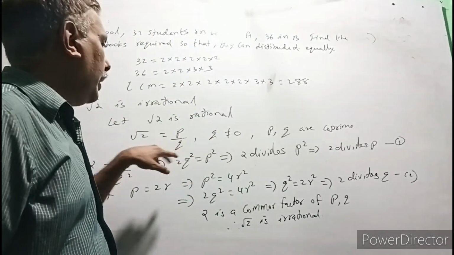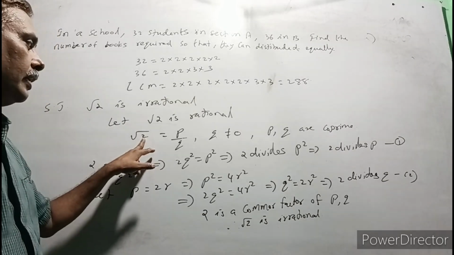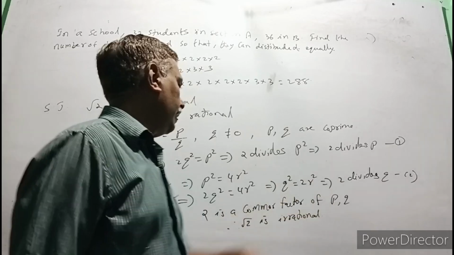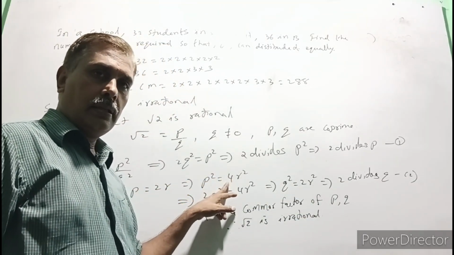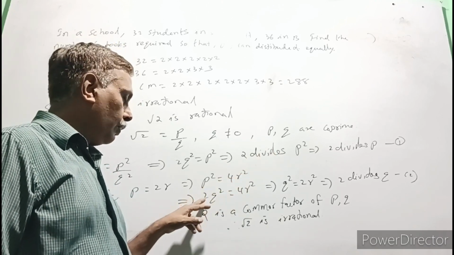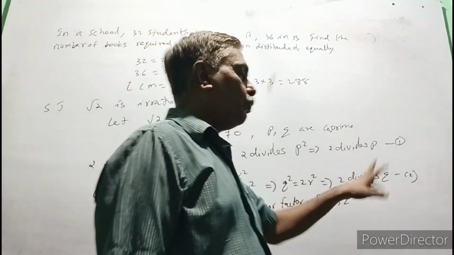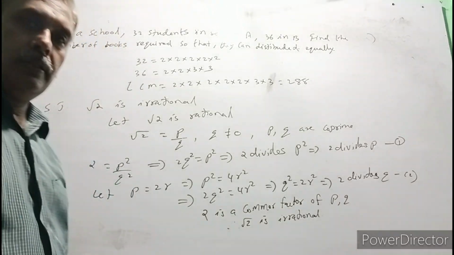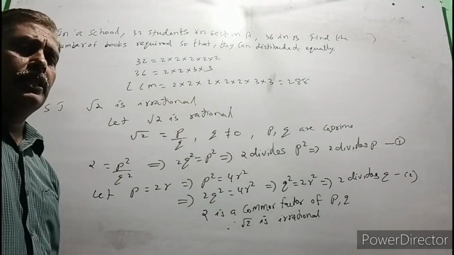Now, if any question comes with root 3 instead of root 2, you change this 2 to 3. Here also 3, here also 3. But this will come as 9 because of squaring both sides. So here you will get 3 and here 9. So this 2 and 4 change to 3 and 9. Similarly for any other number, like 5, only the number changes, everything is a similar method.